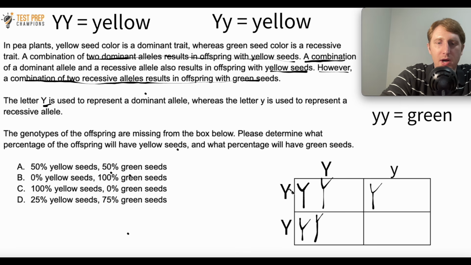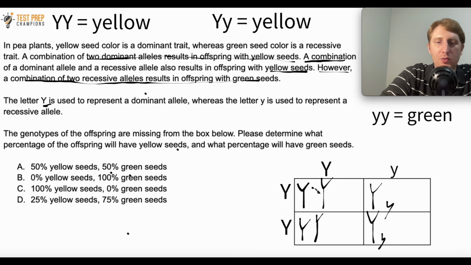So I have that big Y over here, I'm writing it in the box, and this little y up here, I'm just going to pull it down here. And it's going to be the same thing down here, right? I've got a big Y over here and a little y up here, and I just pull that little y down. So now, what percentage here will have green seeds?